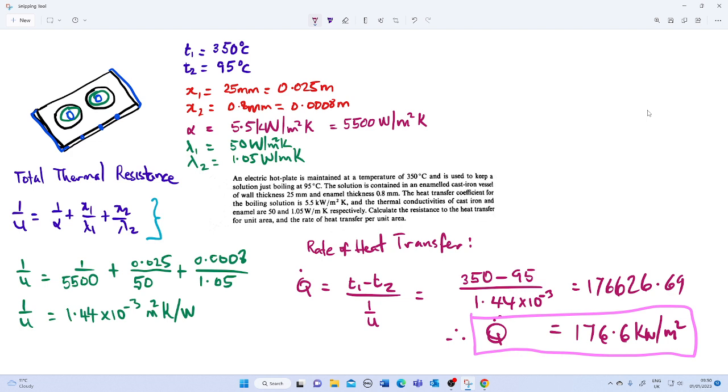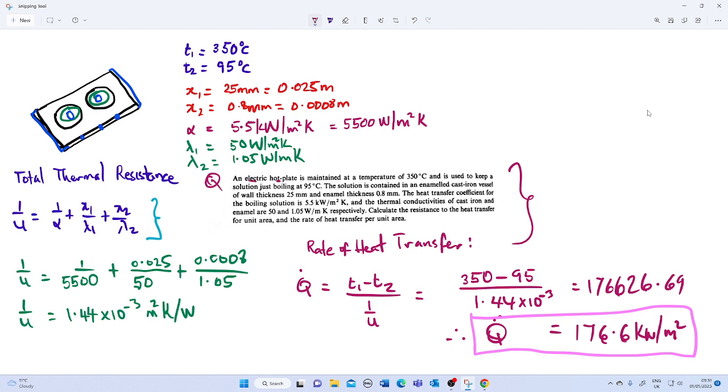Today we have a peculiar question from the thermodynamics point of reference, specifically on heat transfer. Now let's read through the given question.